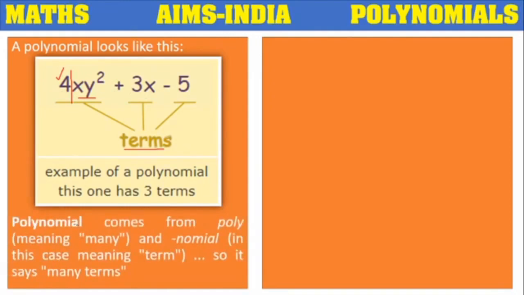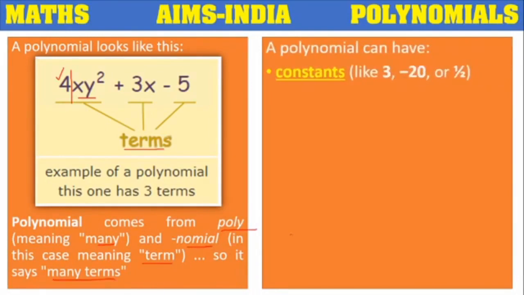So this word polynomial comes from two words. One is poly, which means many. Another one is nomial, which means term. So a polynomial means an expression having many terms.